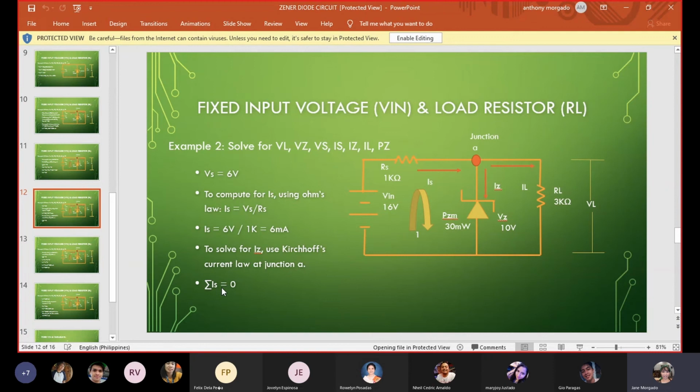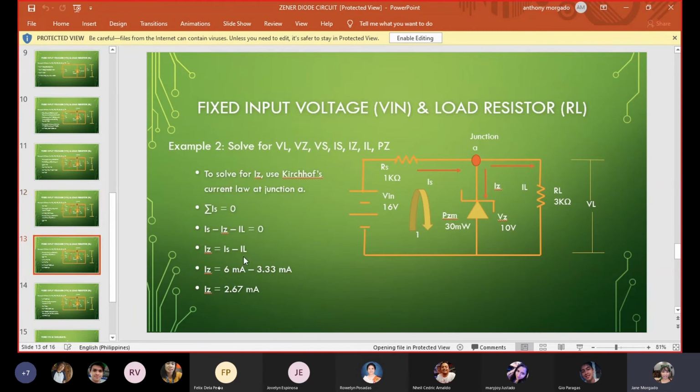However, using Kirchhoff's law, summation of current equal to 0 at the junction, wherein yung mga papasok is positive, palabas is negative. So, base here, IS minus IZ minus IL is equal to 0. Okay? So therefore, IZ is the difference between IS and IL. So we have 6 milliampere minus 3.33 milliampere. So we have IZ of 2.67 milliampere.